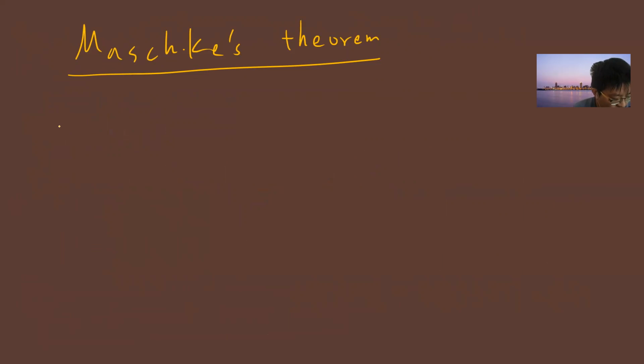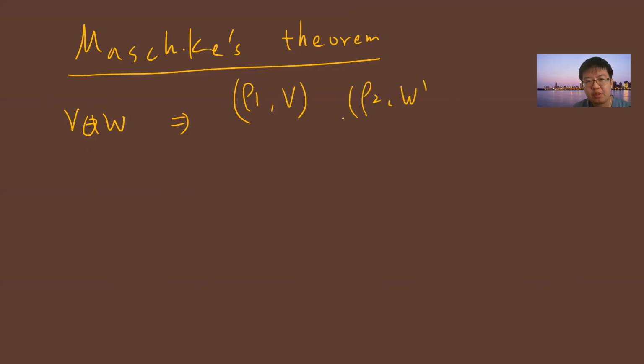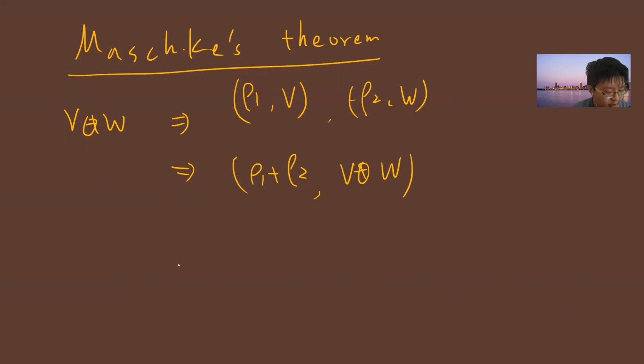Let's just do some observation. So one way to construct a group representation is, in a vector space, to construct a sum. If you have rho 1 on V, which is one group representation, and rho 2 on W, another group representation, then you can construct the so-called rho 1 plus rho 2 on V direct sum W. This is a direct sum of representations. And I think this is easy, right?